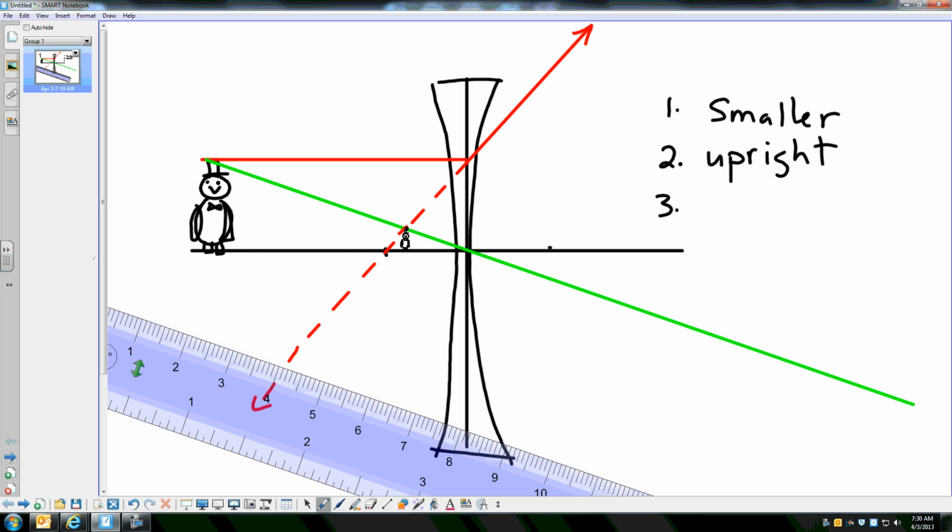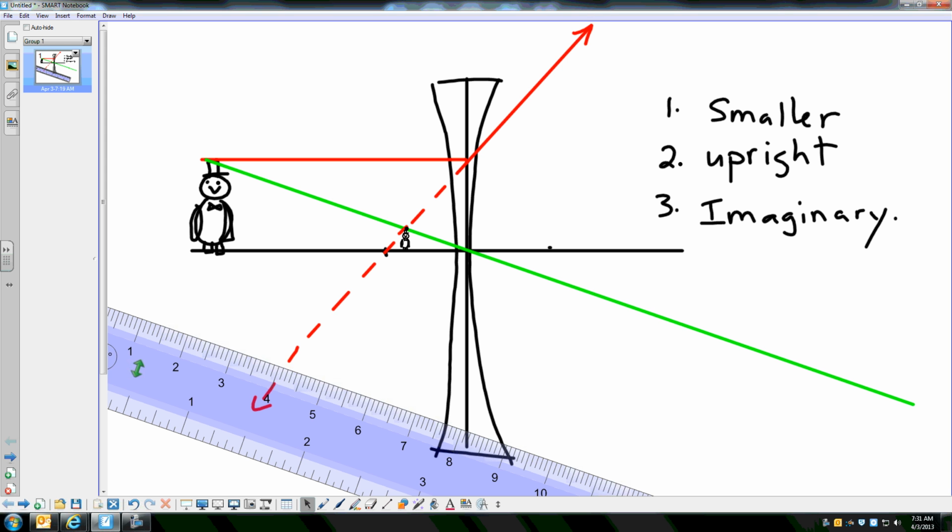And lenses are opposite of mirrors. So if the image is on the same side of a lens as its object, it's imaginary. Okay, this is now a complete lens diagram. That's all the information you need.